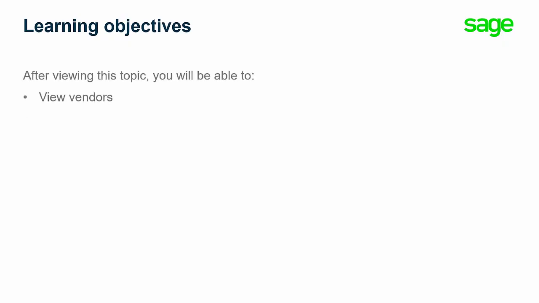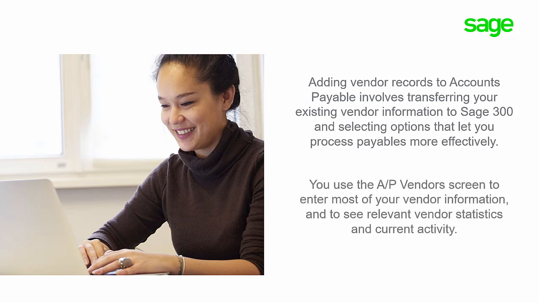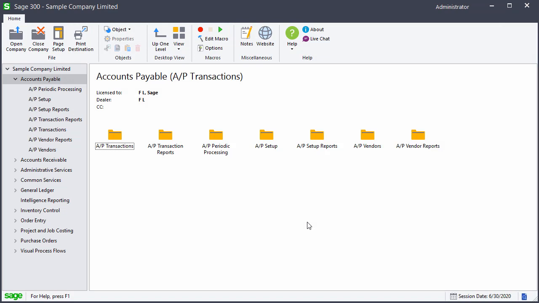Over the next few minutes, we will show you how to view and add vendors. Adding vendor records in Accounts Payable involves transferring your existing vendor information to Sage 300 and selecting options that let you process payables more effectively. You use the AP Vendors screen to enter most of your vendor information and to see relevant vendor statistics and current activity. Let's see how to view and add vendors.